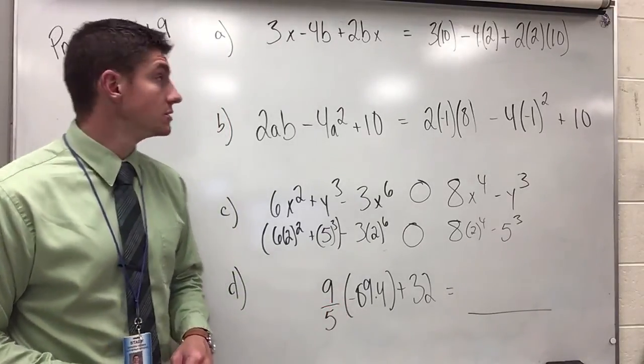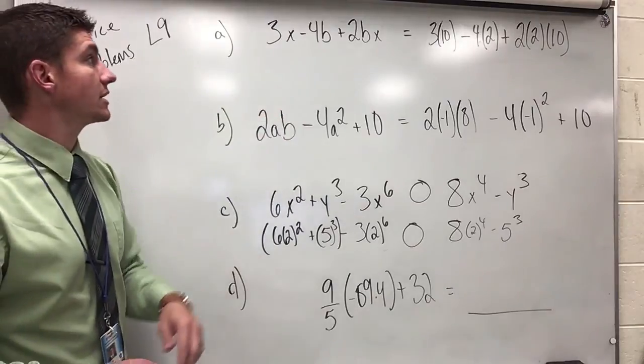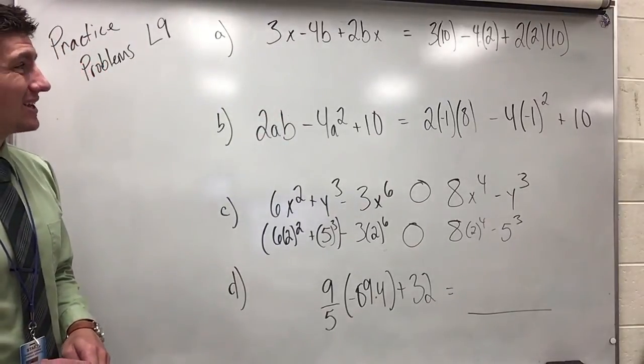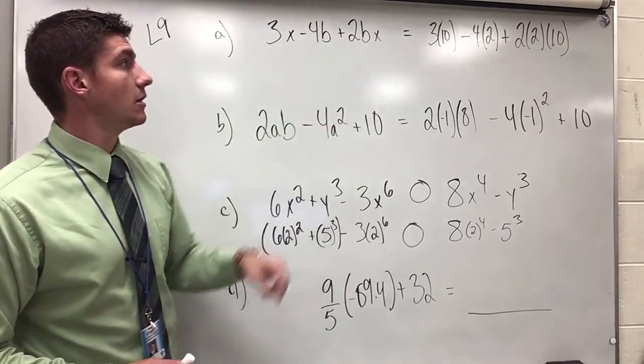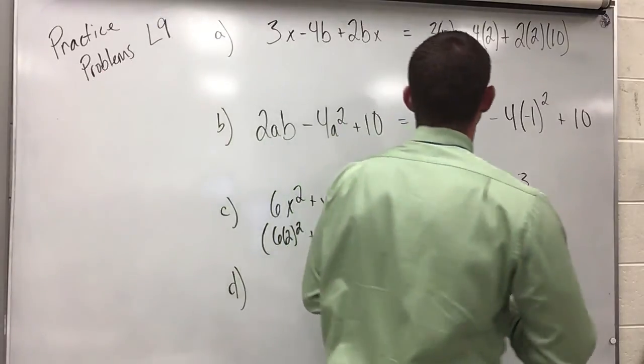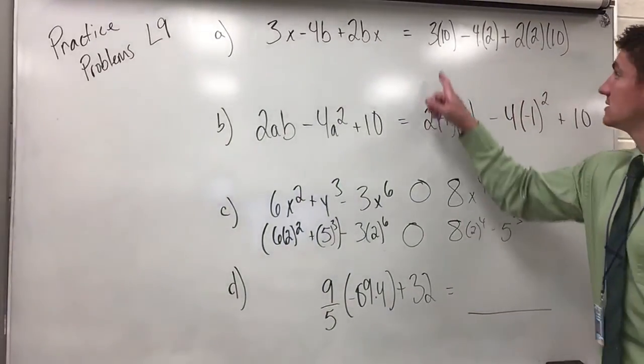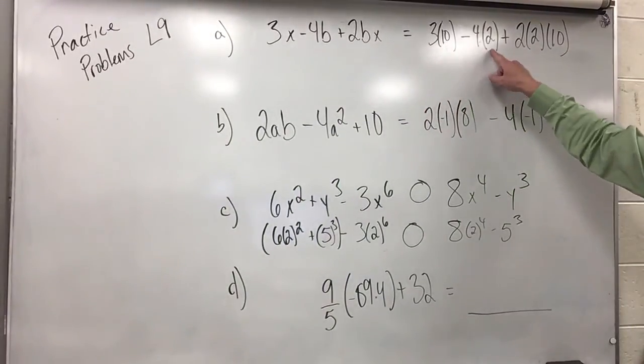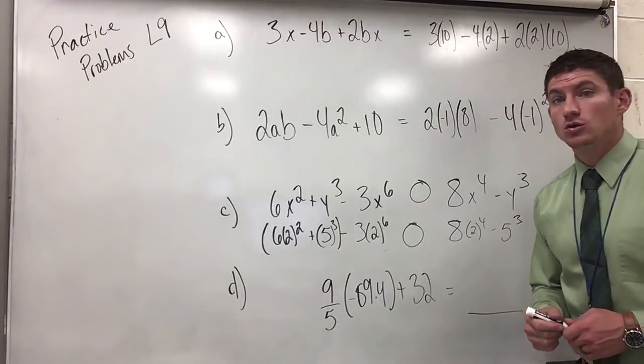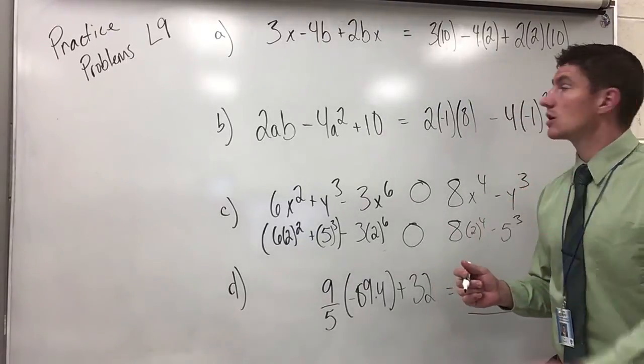Let's run through those. The first one, letter A, says 3x minus 4b plus 2bx. Whenever they're next to each other, those letters mean multiplication, so I have written that in the same way. Here, x is a value of 10 each time, and b is the value of 2. So we plug those in, and we can do those from left to right or using our order of operations.